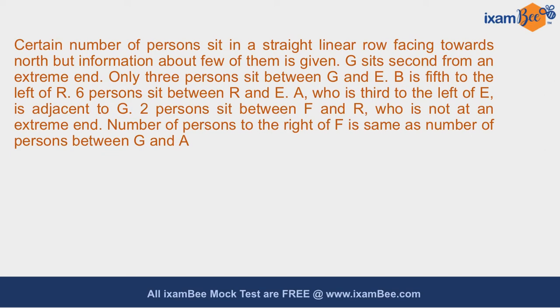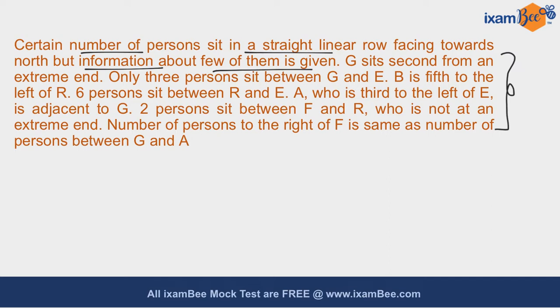Let us discuss the first question. A certain number of persons sit in a straight linear row facing towards the north, but information about a few of them is given to you. You have to read this complete information in order to solve the question. So we'll read the information statement by statement and we'll draw the possibilities accordingly.